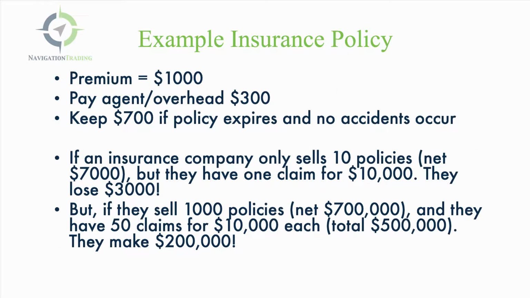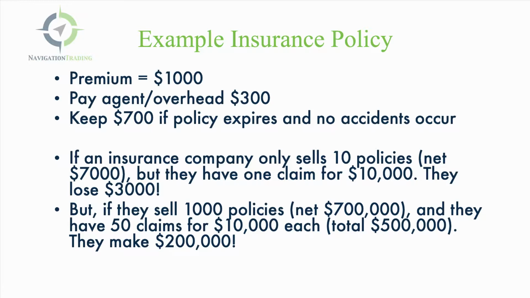If an insurance company sells an auto policy and the premium is $1,000, they have to pay the agent and the overhead, and let's just say that adds up to $300. So the insurance company keeps $700 if the policy expires with no accidents occurring over the life of that policy. If they only sell 10 policies, they'll net $7,000. But if they have one claim for $10,000, then they'll end up losing $3,000 on those 10 policies. And so that's why they want to sell a lot of policies.